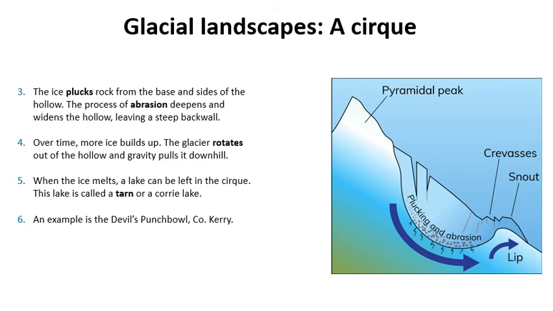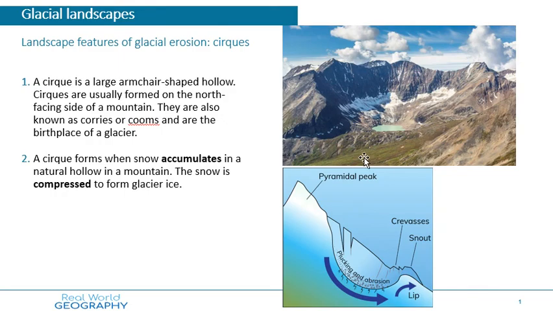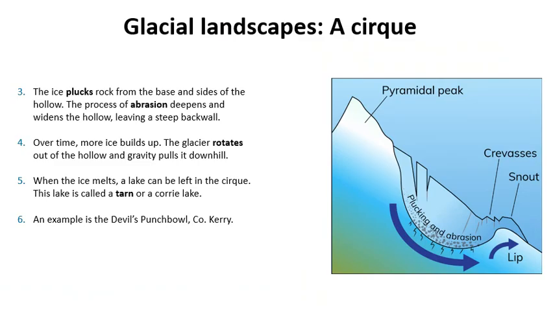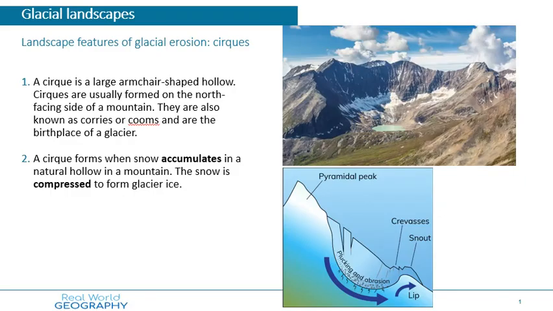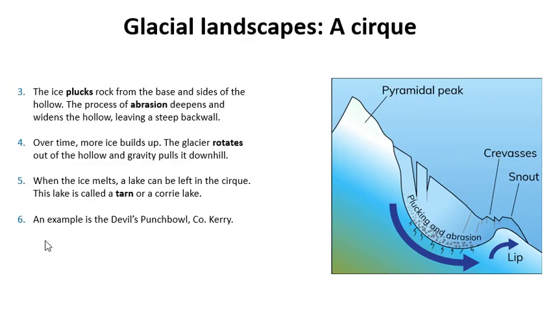So, just to recap, what's a cirque? Very simple. This is a cirque here, an armchair shaped hollow in the mountain. How did it start? Well, this hollow was always here, but it used to be a lot smaller. Because it's up high in a mountain, when snow builds up, eventually it'll form a glacier. Now, what do glaciers do? Because they're so heavy, they move downwards under the force of gravity, and as they move down, plucking and abrasion takes place, making it wider and deeper. As a result, over years it'll form your cirque. What else can be there? A small little lake can form called a tarn. An example is the Devil's Punch Bowl in County Kerry.